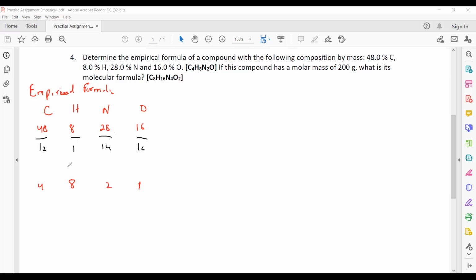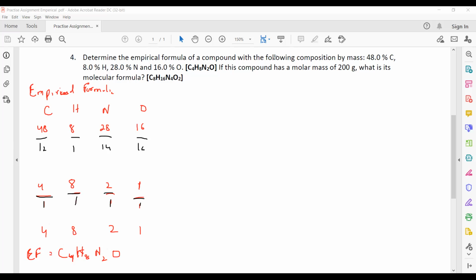Then the third step is divide by the smallest value. So smallest value is already 1, so they are already in the simplified form. As the smallest value is 1, we divide all of them by 1, so it does not make a difference to the final answer. This will be 4, 8, 2, and 1. So the empirical formula of this compound contains the simplest ratio between the atoms: 4 carbon, 8 hydrogen, 2 nitrogen and 1 oxygen. That's the empirical formula. That's the first part.